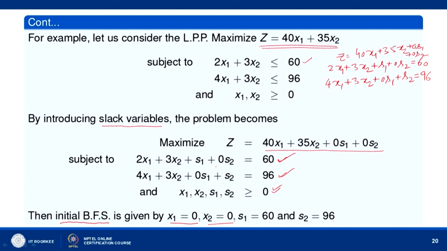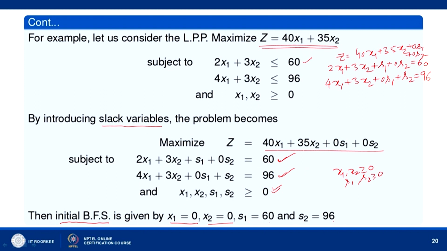It is a basic feasible solution of this LPP, because x1, x2, S1, S2 are all greater than or equal to 0. A solution becomes a basic feasible solution if it satisfies the non-negativity restrictions. So, x1 equal to 0, x2 equal to 0, S1 equal to 60, S2 equal to 96, they are all greater than or equal to 0. And therefore, we have found the initial basic feasible solution.